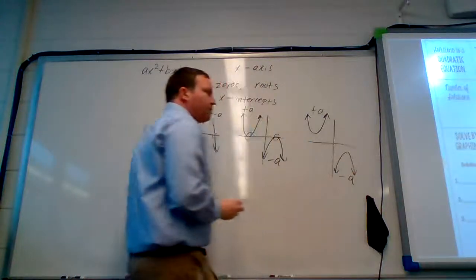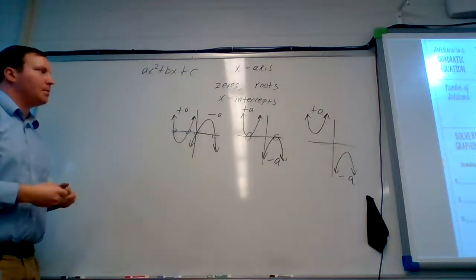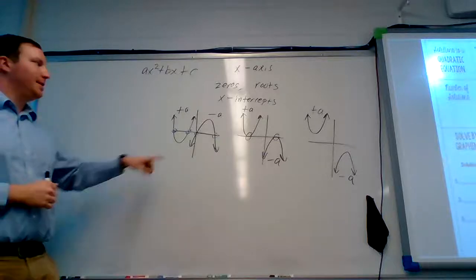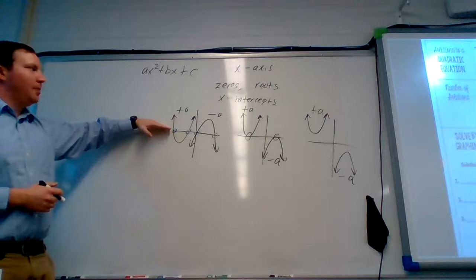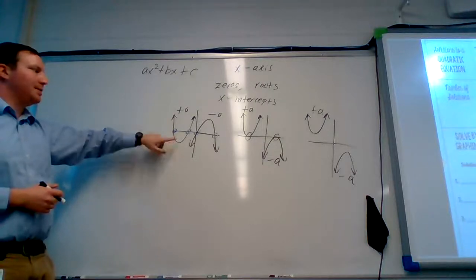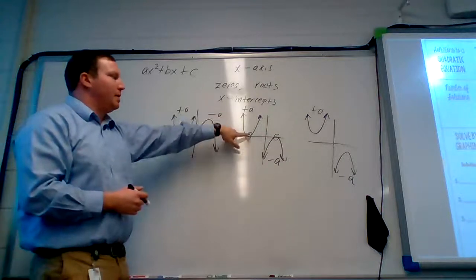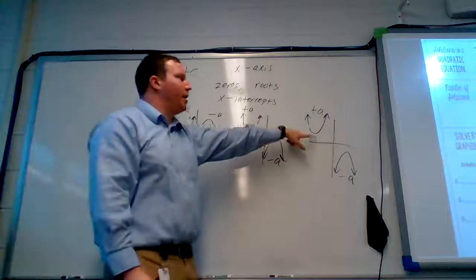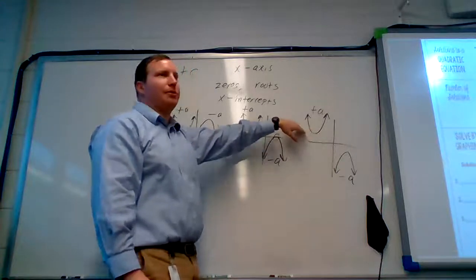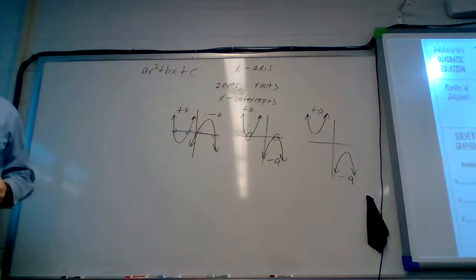So we should automatically know what solution is linked based on where the vertex is, and then whether we open up or down. Because if we open up and we're below the x-axis, we know we're going to cross it twice. We're going to have 2 points. If we open up and we have our vertex on the x-axis, you're going to have 1. Or if you open up and you're above the x-axis, you're going to have 0. So that's how we're going to determine the number of solutions that we have.